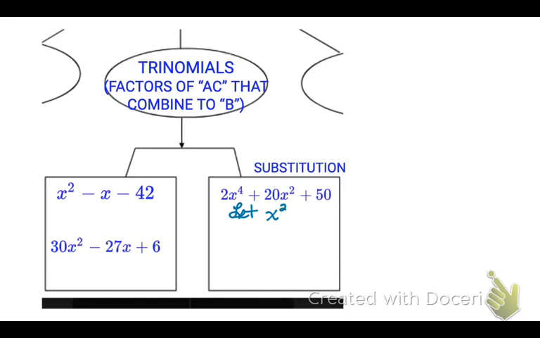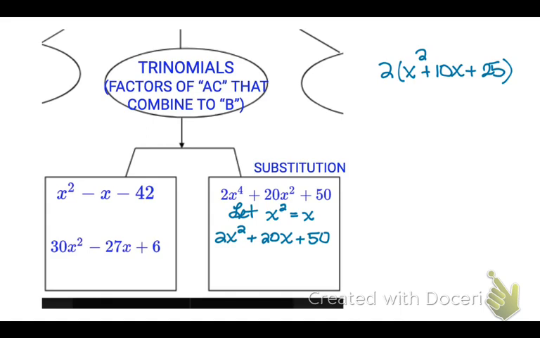x squared equal x. So we're kind of breaking apart. But what I think about is, well, if I had 2x squared plus 20x plus 50, I know how to factor that pretty easily. And it's going to be only slightly different. So it's almost like I'm tricking my brain into seeing something I'm a little more familiar with. So I'm going to start by factoring out the GCF of 2. So I have 2 times x squared plus 10x plus 25.